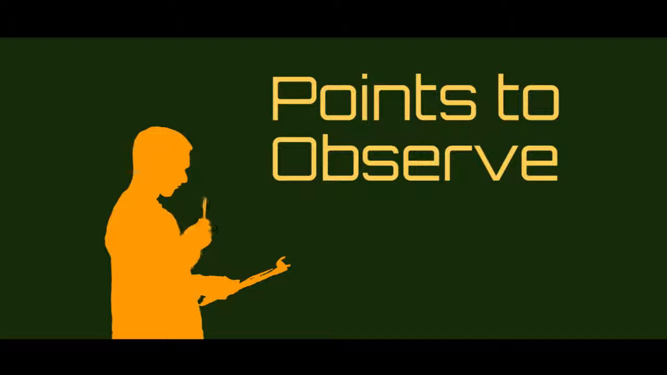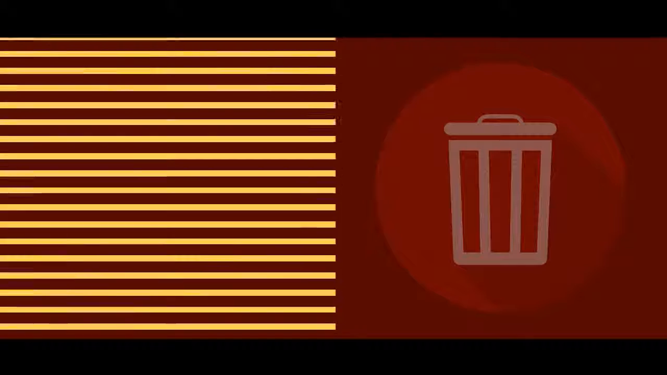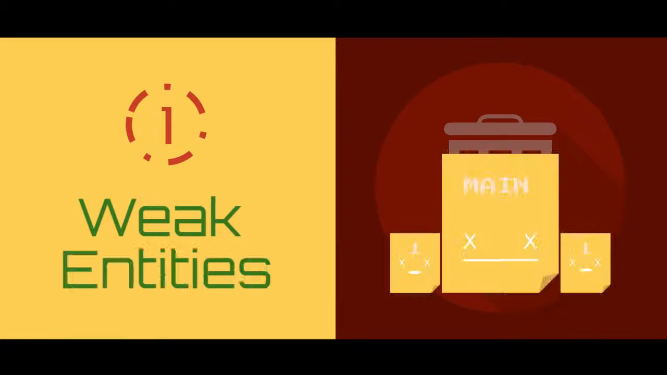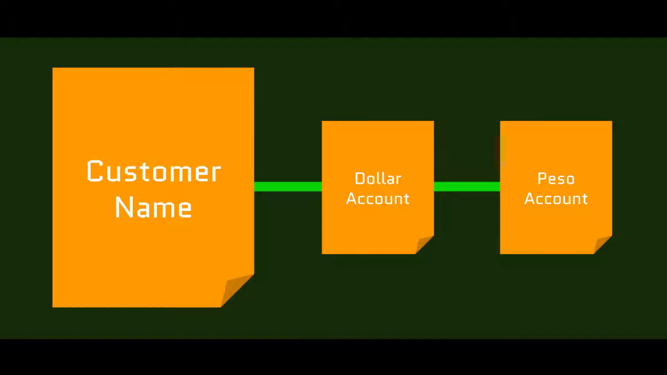Today, we're going to learn how to search a particular data or record and allow the user to remove a particular data in a database. Here are the things we need to observe in deleting records. Affected records may be deleted if they are dependent on the main record. This is called weak entities. Example, deleting a bank customer may also delete the records of the accounts that customer holds.